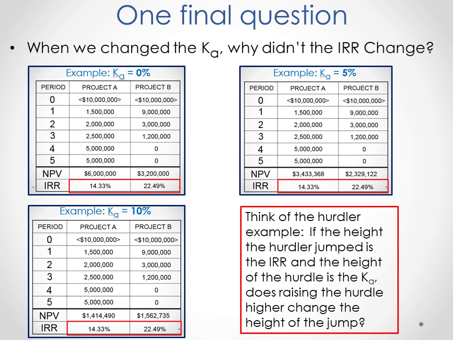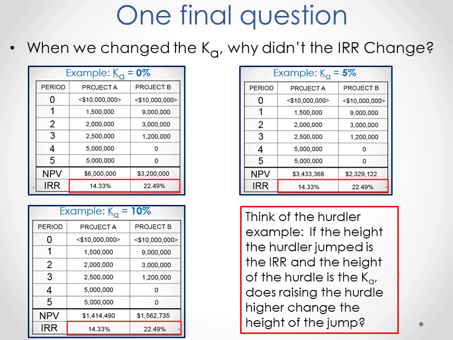Think of a hurdler. If the height the hurdler jumped is the IRR, and the height of the hurdle is the average cost of capital, think again of a person jumping over a hurdle and then freezing in place. We're trying to measure how high the bottom of his feet are from the ground. Does it matter how high the hurdle is? Does that change how high he is above the ground? Not in the least.